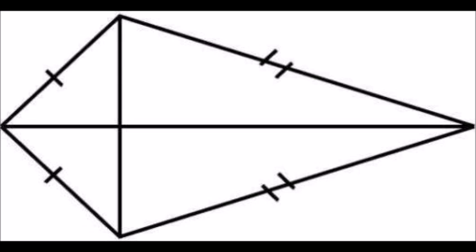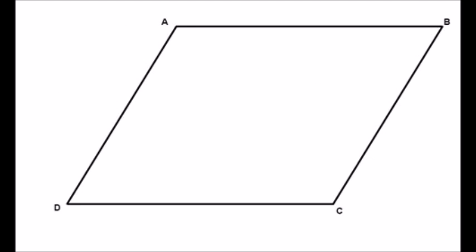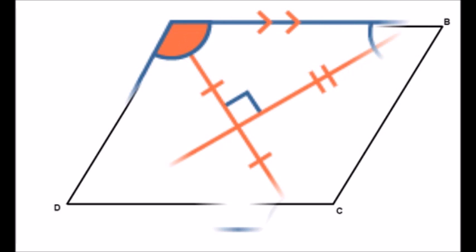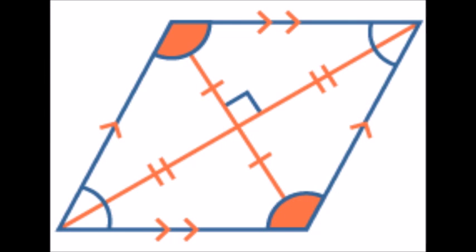This is a trapezoid. Trapezoids consist of 2 parallel sides, and then that's the only qualification. And this is a kite. A kite consists of 2 pairs of equal sides that are adjacent to each other. And then this is a parallelogram. Parallelograms have 2 pairs of parallel sides, so these sides have to be equal.